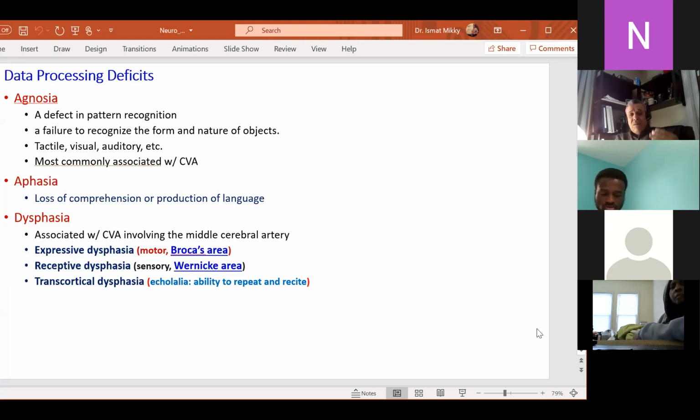They are receptive. Now, transcortical dysphagia will be seen in patients with Alzheimer's dementia, who are affected by this, and they have something called echolalia. They kind of repeat the same thing on and on again, just keep repeating the same thing over and over again, and that's called echolalia.